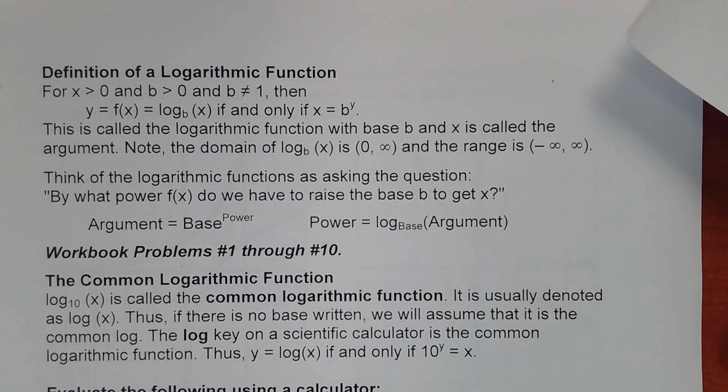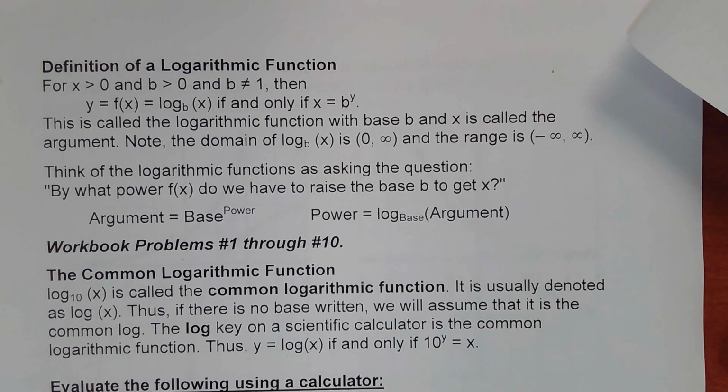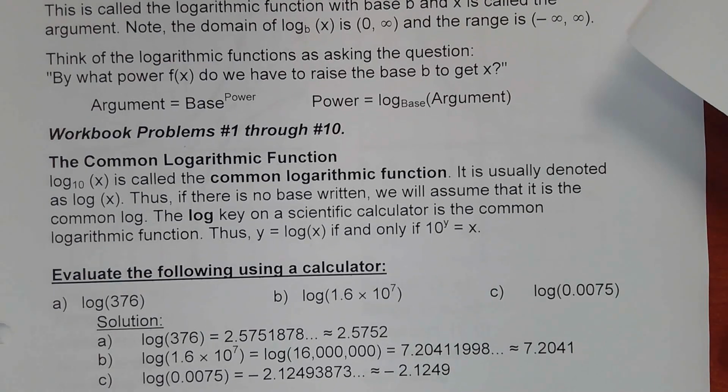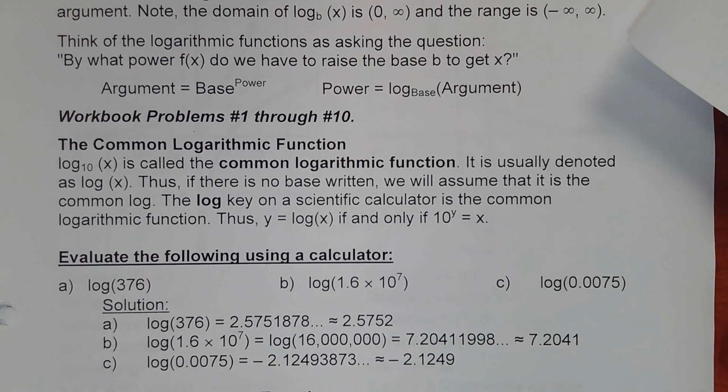So now we have two special logarithmic functions. We have one with log base 10 and one with log base e. Log base 10 is called the common log function. It's usually denoted as log of x. So if you see a log function with no base written, you assume it to be log base 10. If there's no base written, we will assume that it's the common log.